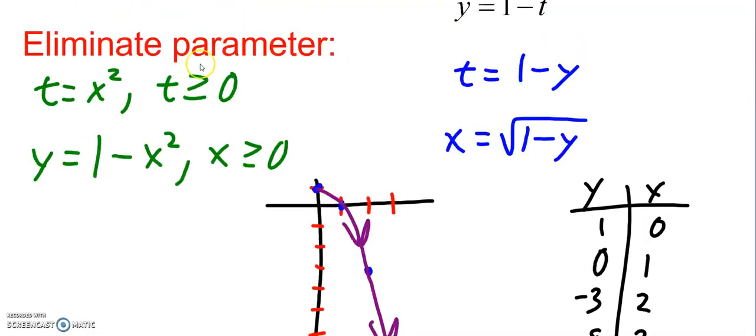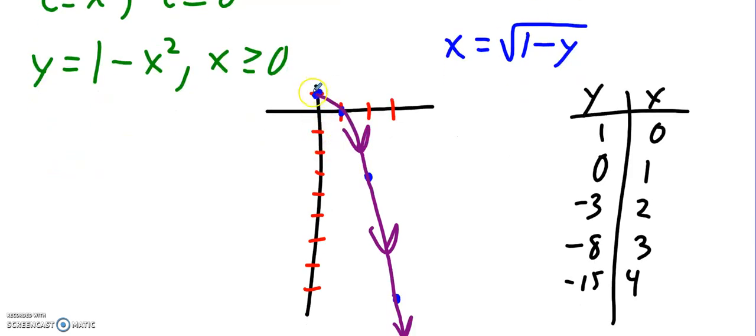So notice that depending on how I eliminated the parameter, here I need to put that restriction on x because it carries through from the parametric equation with t. Here I don't need the restriction because it's built into this form of the rectangular equation. But again, back to the graph, so I plotted a few points, and I can see the direction as t increases. This is the direction that the graph is going to travel.